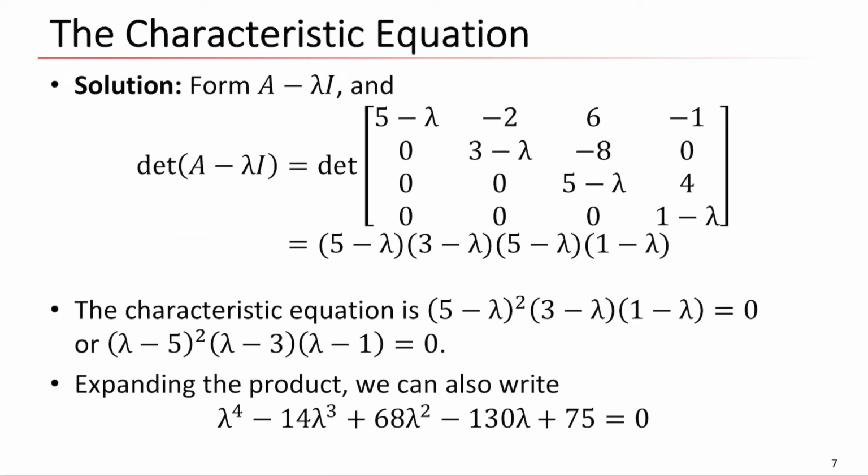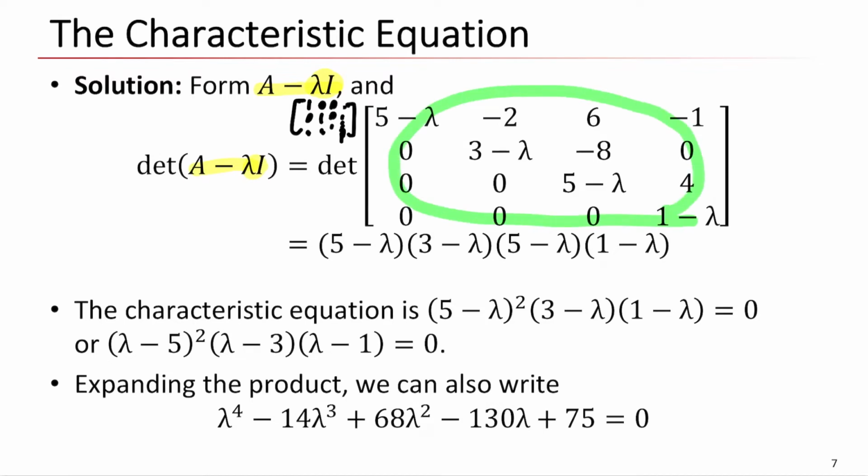to find the characteristic equation from A minus lambda I. So what is A minus lambda I? Because lambda I is something like 1 0 0 0, 0 1 0 0, 0 0 1 0, 0 0 0 1, something like this, right? So we can easily find A minus lambda I, something like this. Then this matrix is still in echelon form.